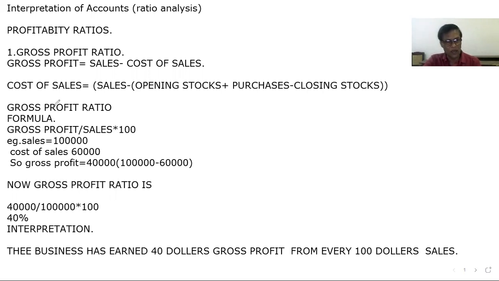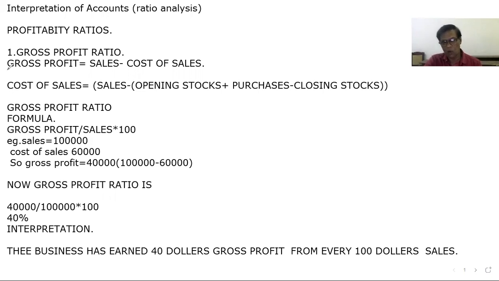Now, my dear children, when you do a sum, the examiner is expecting something. What do you mean by this 40%? Then you have to give the interpretation. Interpretation means what is the meaning of this 40%. The meaning is the business has earned $40 gross profit from every $100 sales.